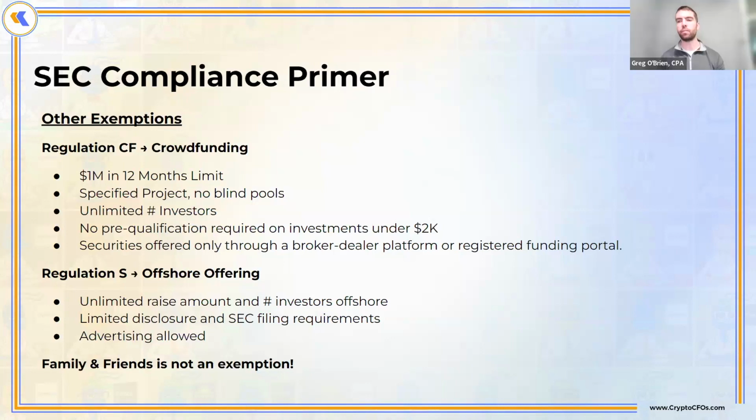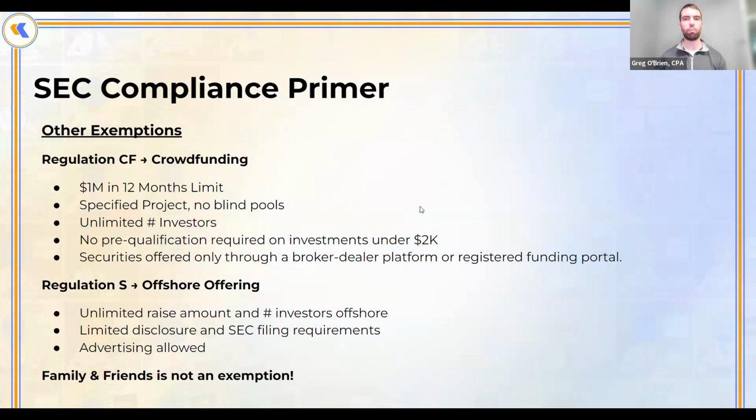So practically speaking, what we see a lot is that the last one here, family and friends, is not an exemption. I brought up social media because, in this social media world, people have definitely exploited it. They claim their friends are on social media, so they're raising through social media, and they say it's family and friends. It's just a partnership. We're not actually raising money in a public offering. So I think people have to toe the line with that.